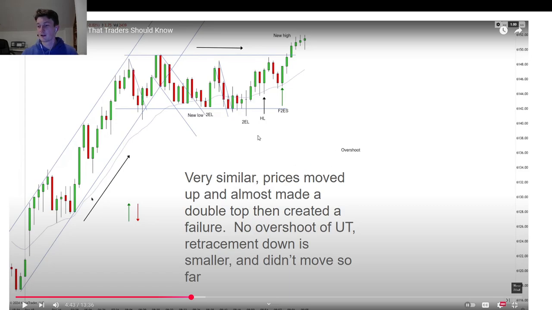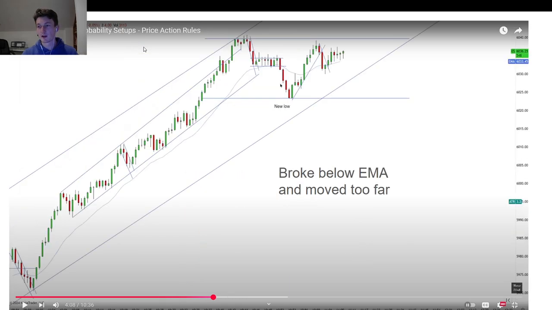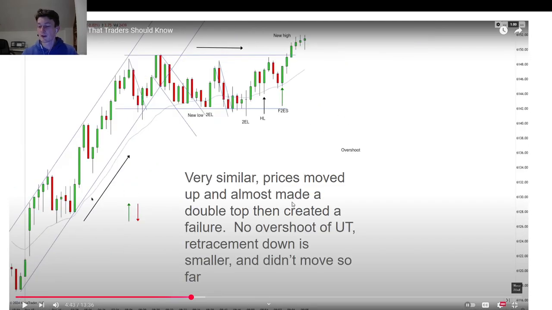First off, there's no overshoot of the uptrend in this example, so you are expecting a break to a new high a little bit more than you would on the other one. But I will say that this has been a very bullish day, and it's a very strong bullish day. So maybe that's not the most important thing. The retracement down in this one is smaller. I think that's kind of the main thing as well. The retracement down is not nearly as steep as this one.